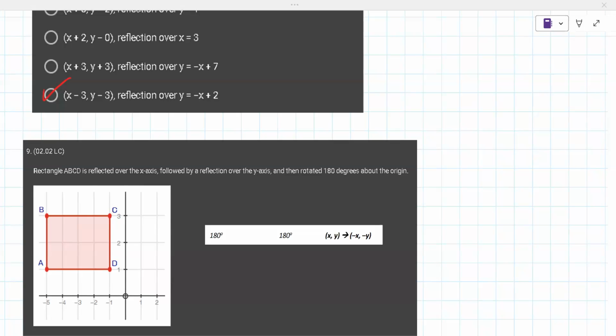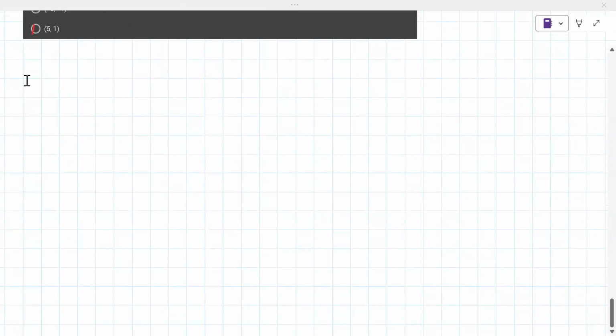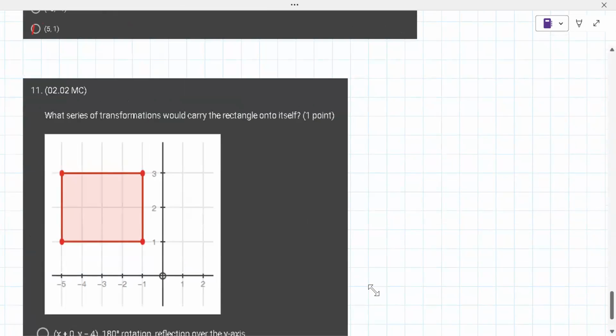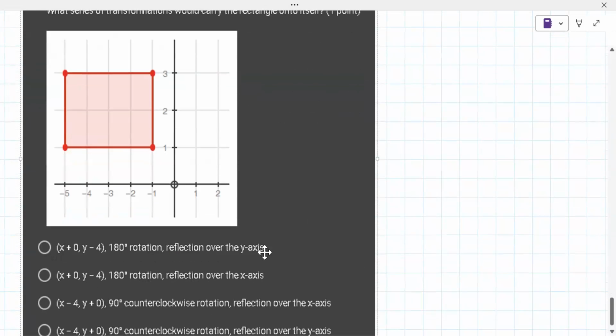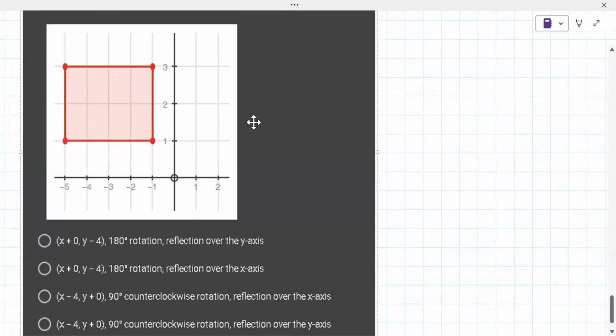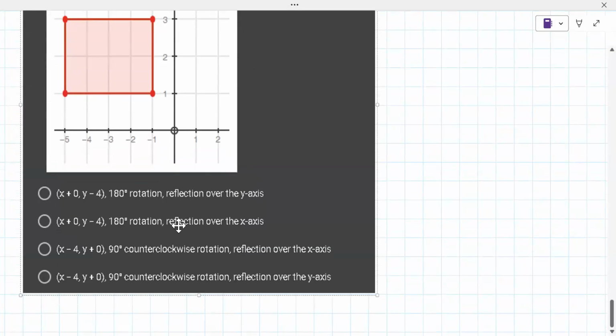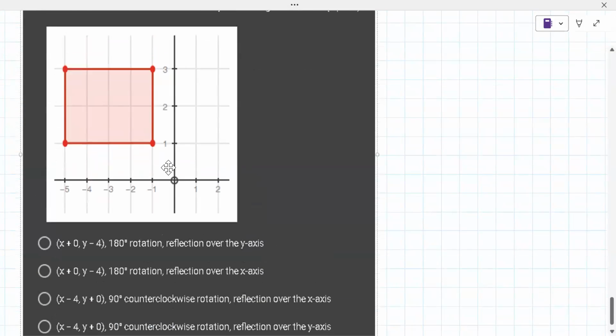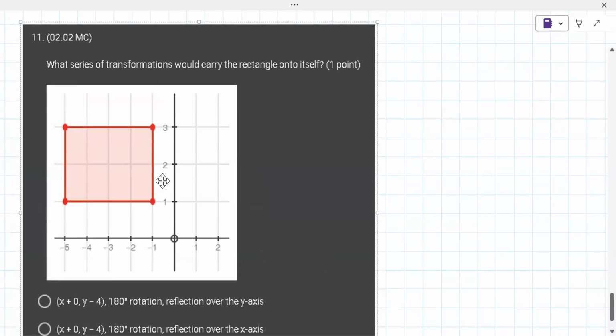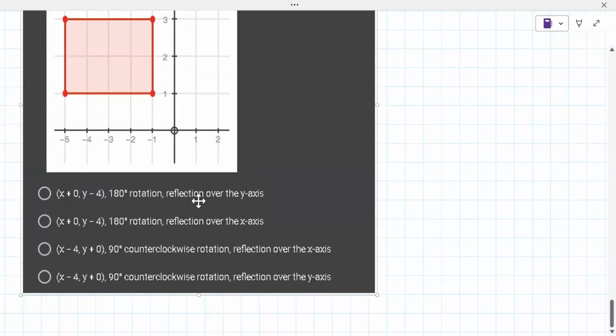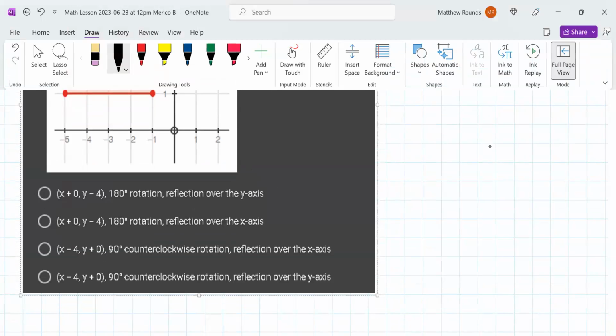Good list there. Got a bunch of stuff sent over. Yep. All right. So here we go. Number 11, which series of transformation would carry the rectangle onto itself? So, boy, you really have to do all four of these to know. So I guess we can try that off to the side here.